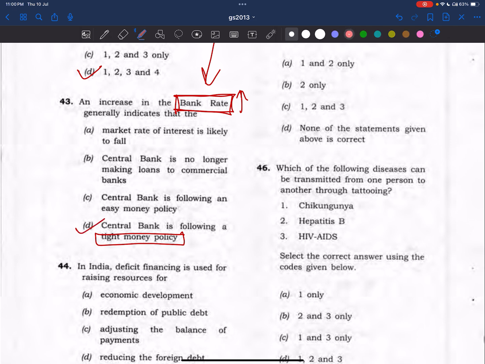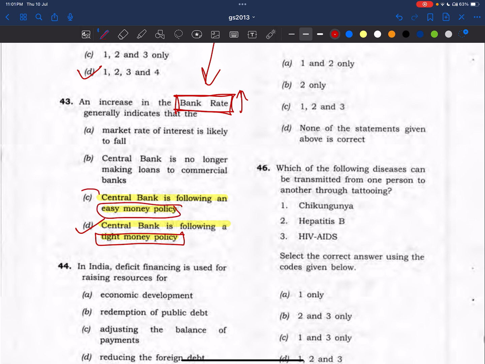See one thing, people say who are teaching elimination techniques. See here in the options, the first option is market rate of interest is likely to fall. No, interest rate will increase. So statement 1 is wrong. Central bank is no longer making loans to commercial banks. No, that is not the case. It is not at all linked to bank rate. Central bank is following an easy money policy. Central bank is following a tight money policy. Okay, these two statements are very similar. Only the easy money and tight money have changed.